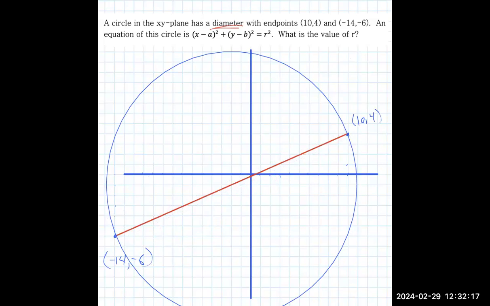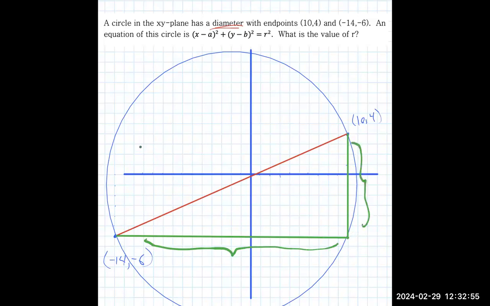Now, you can always find the length of any diagonal segment on an xy axis by using the Pythagorean theorem. The distance formula comes from the Pythagorean theorem, so we're not really big fans of using the distance formula. Instead, just use the Pythagorean theorem as you see here. So that red diagonal, the diameter, has a horizontal component to it. This length could be called the horizontal component of that diagonal, and this could be called the vertical component.